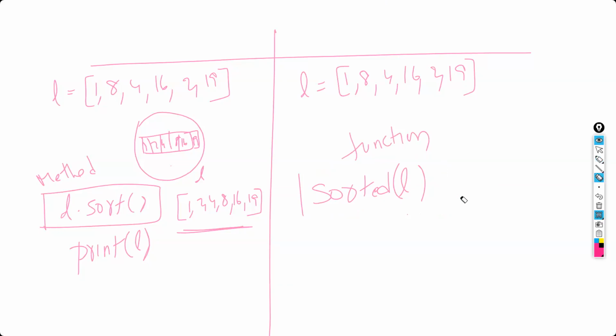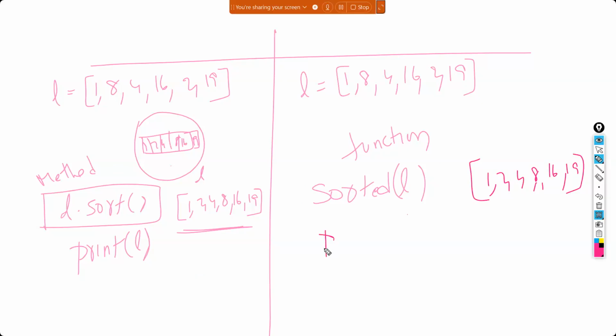Now what is the difference? Here also it is going to do the same. The output of this one is 1, 2, 4, 8, 16, 19. For this one the output is also the same. But will it store or not? It will not store. Only list methods are stored automatically in the list, not others. Now if you print L, which one will be printed? Original L will be printed, not the sorted one. That is the difference between both of them.